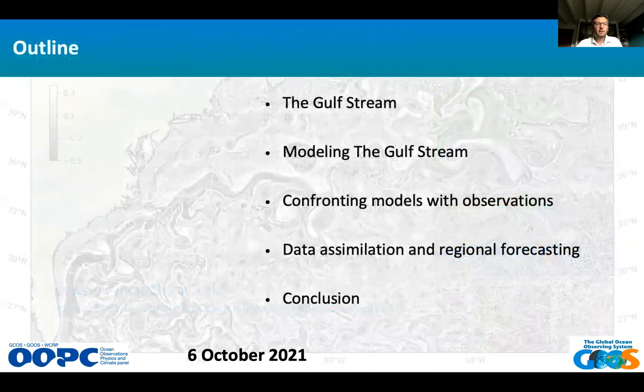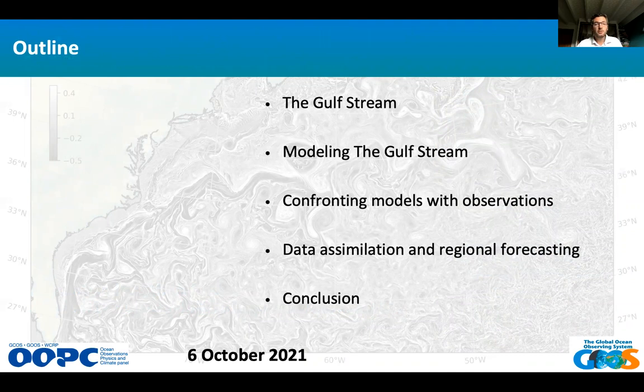As a brief outline, I'm going to present basic things about the Gulf Stream, but especially if you've seen the first presentation, you are already familiar with it. Then I'm going to talk about different aspects of modeling for the Gulf Stream, different types of models that are used at different time and spatial scales. Highlight a few issues and limitations of these models.